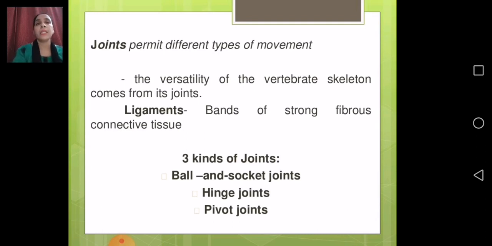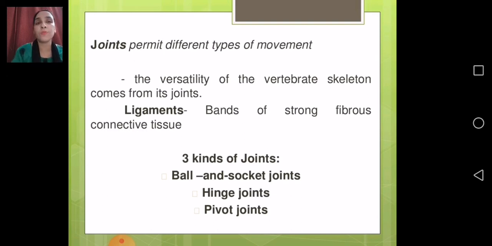Next, if these many bones are there, they must be connecting with each other. This connecting point or connecting part between two bones is known as a joint. Joints permit different types of movement. The versatility of the vertebrate skeleton comes from its joints. Then ligaments are present, which are bands of strong fibrous connective tissue.